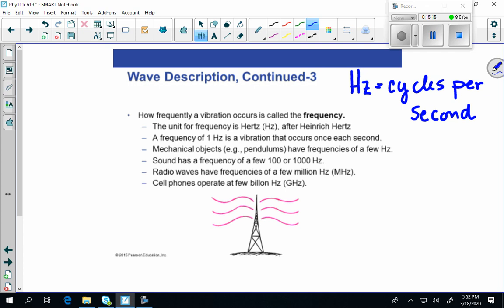Sound waves, you probably maybe heard this term hertz before. Sound waves have frequencies from a few hundred up to a few thousand hertz. Radio waves have frequencies of a few million hertz. You don't hear radio waves, you hear what your equipment does as it receives and responds to radio waves. Cell phones operate at a few billion hertz or gigahertz. You might remember that prefix, that capital G means giga. So I would say gigahertz there. And that prefix large M is mega, so that would be megahertz. You don't really need to know that, but we're all scientists, right? And it can't hurt you to get some more practice with the metric system.